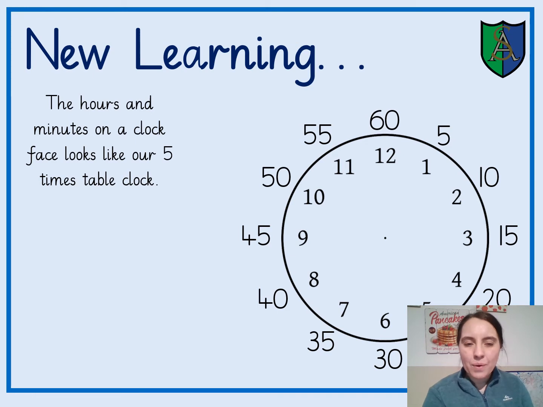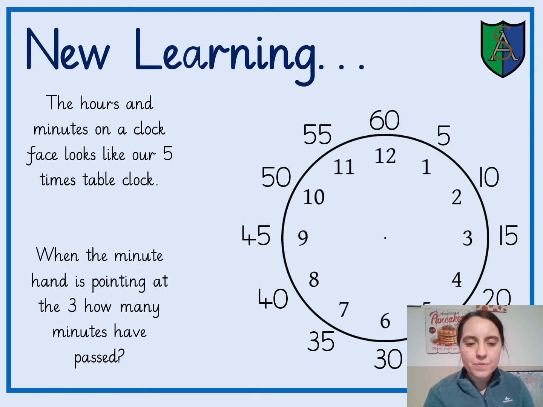Okay, the hours and the minutes on our clock look like our 5 times table, don't they? As we go around, we can notice that all of those numbers are in our 5 times table. They're all multiples of 5 and we skip count in 5s as we count our minutes around the clock. So when the minute hand is pointing at 3, how many minutes have actually passed? We're looking at this number here. How many minutes have passed? Well done if you said 15.